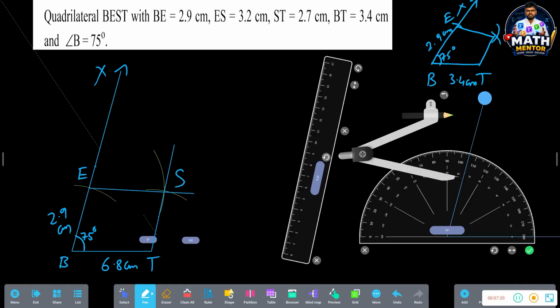Right. So this is our required quadrilateral BEST. Okay, for this we have to write construction steps.